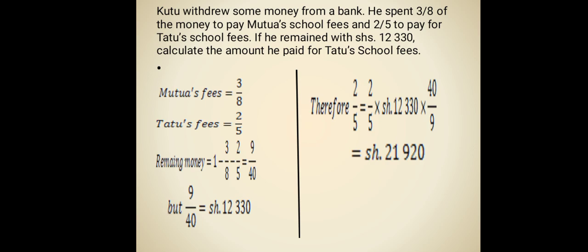Now, what about Tatu's fees, which is 2/5? So if we relate, we shall have 2/5 multiplied by 12,330 shillings, times the reciprocal of 9/40, which is just 40/9. Or in that case, we are dividing by 9/40. That gives us 21,920 shillings as fees paid for Tatu.